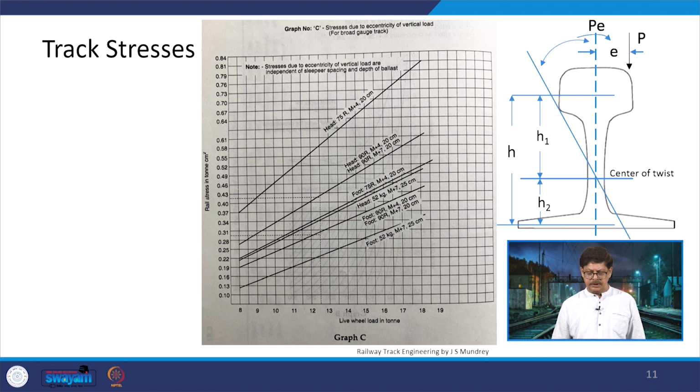Now, here is one of the graphs which has already been given in the guidelines of the Indian Railways, and it is basically the stresses due to eccentricity of the vertical loads for broad gauge tracks. Live load is given here in tons and there is a rail stress in ton per centimeter square, for head and foot conditions. So, this is head and these are the combinations, and at the bottom there are the foot conditions. So, we can directly get the values here also.